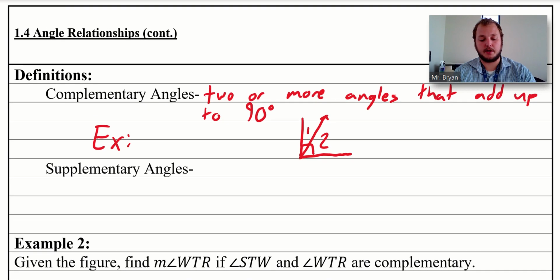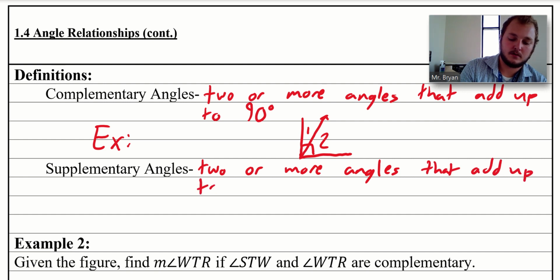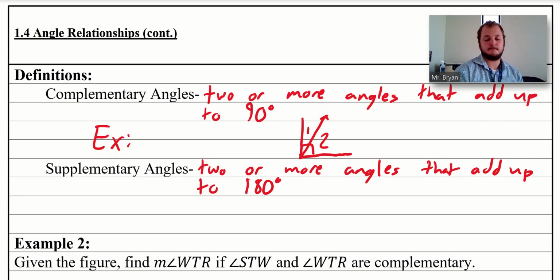And then the last definition we're going to talk about is supplementary angles. Very similar. You might be able to guess the definition for this. Supplementary angles are two or more angles that add up to, in this case, 180 degrees. Okay, supplementary angles are just two or more angles that add up to 180 degrees.